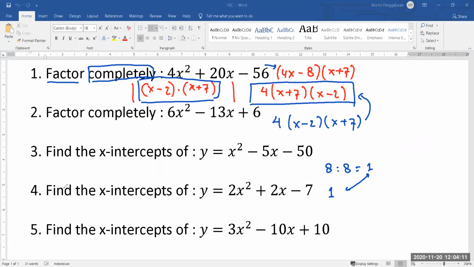It's the same with this. So the expression is 4x squared plus 20x minus 56. If you divide this by 4, you have changed the value. It's just like changing 8 into 1 all of a sudden. Okay, so that is not acceptable.